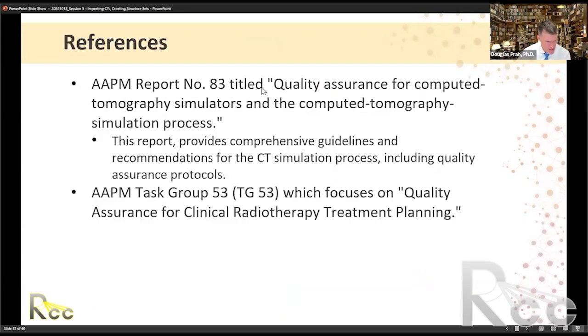This is report 83. This is actually TG 66 from AAPM, the quality assurance for the CT simulator. I think this is good for physics to follow, and it gives a lot of good general information on the machine. The other one is TG 53. This is quality assurance for treatment planning. But I think there's some overlap in here, especially with the CT to ED file collection and some of the things that you should probably check. Do some end-to-end testing when you bring CT scans into your planning system to make sure that you understand how one system impacts the other.